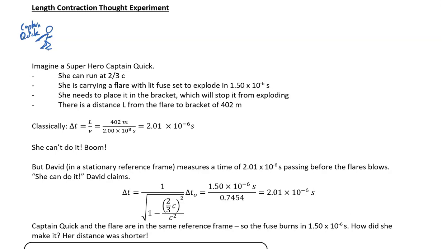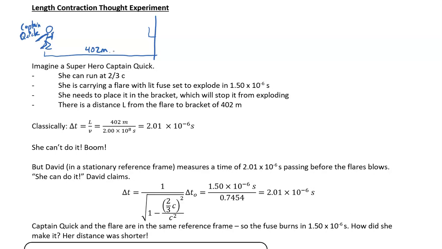She's carrying a flare. Here's the flare. It's lit. That flare is going to blow. It's set to explode in 1.5 times 10 to the negative 6 seconds, so a very short amount of time. She needs to place it in the bracket. So here's the wall, and on that wall is a bracket. She needs to place it in there, which will stop it from exploding. There's a distance L from the flare to the bracket of 402 meters. So that's a distance that we would not be able to run definitely in that amount of time, much less than a minute for that matter.